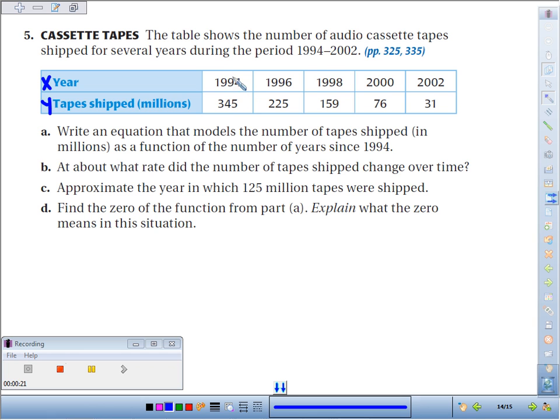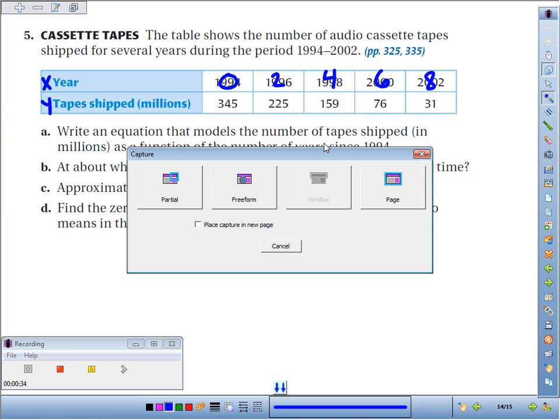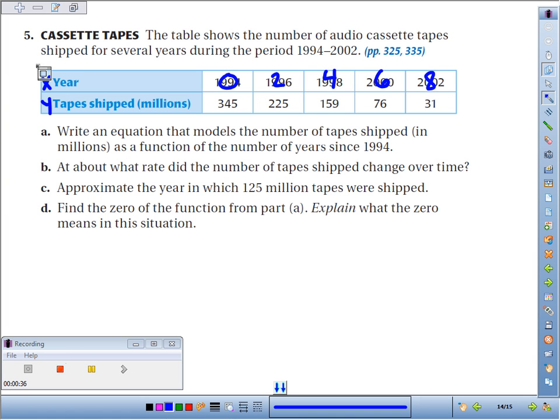Years since 1994, so this would be like year 0. 96 is 2 years later. 98 is 4 years later. 2000 would be 6 years later, and 2002 would be 8 years later. So write an equation. Well, the first thing we have to do is we need to make a scatter plot, a line of fit, and then we can make the equation.